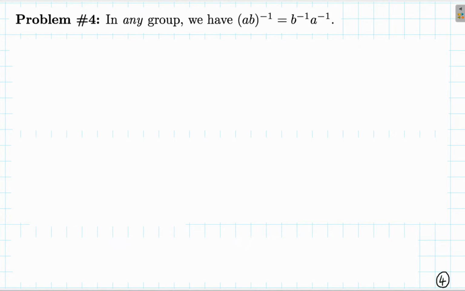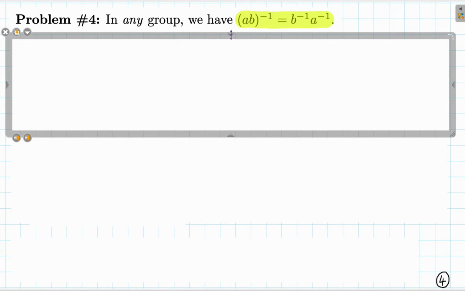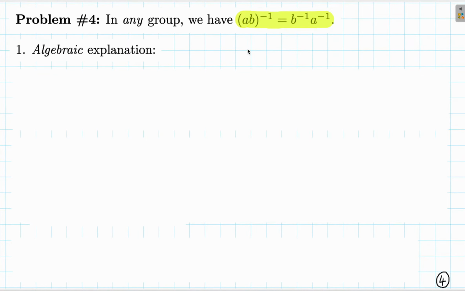In problem 4, we saw that in any group, we have the following relationship, which we think of as the multiplicative inverse of AB is equal to the multiplicative inverse of B times the multiplicative inverse of A, in that order. And so let's see why this is true. We'll give a couple of explanations for it. First is the algebraic explanation. So let's do some calculation.